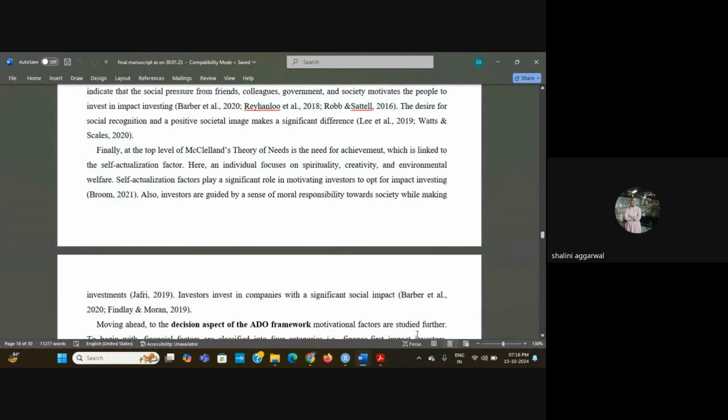So here what I have tried to do is talk about how three factors were identified, financial, social, and self-actualization, and how they have been connected with this theory. This is also mentioned over here, only in the discussion.